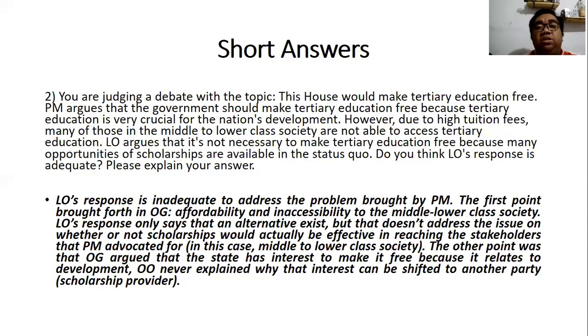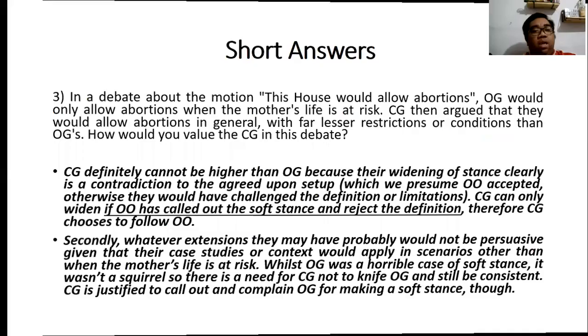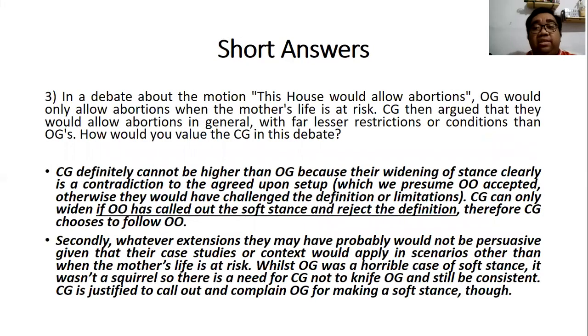All right, moving on to the third item in the short answer. In a debate about the motion, this House would allow abortions, opening government would only allow abortions when the mother's life is at risk. Closing government then argued that they would allow abortions in general, with far less restrictions or conditions than opening government. And how would you value closing government in this debate?